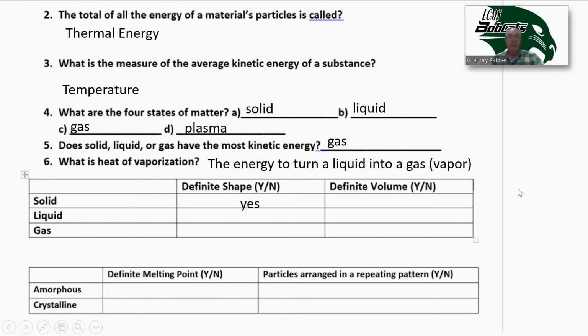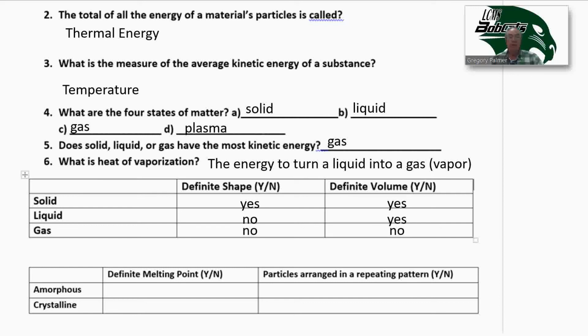Does a solid have a definite shape? You betcha. Does it have a definite volume? Yes. Liquids? No. When you pour a liquid into a container, it takes the shape of its container. They do have a definite volume. It doesn't matter if you pour them into a dish or into a glass, the amount of liquid stays the same. Gases do not have a definite shape, and they do not have a definite volume.